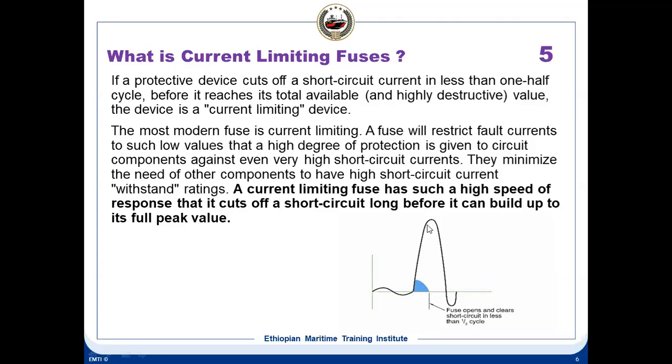It will not wait for the full short circuit current to flow. At the beginning itself, it will blow off. They minimize the need for other components to have higher short circuit current withstand ratings. So a current limiting fuse has such a high speed of response that it cuts off a short circuit long before it can build up to the full peak value. This is the difference between current limiting and non-current limiting. Non-current limiting will wait till it reaches the full current, and this will blow off at the initial stage itself. That's the only difference.